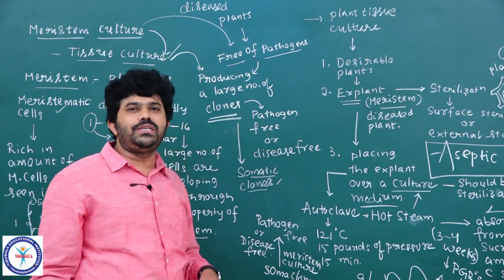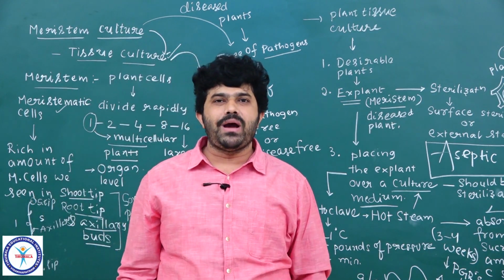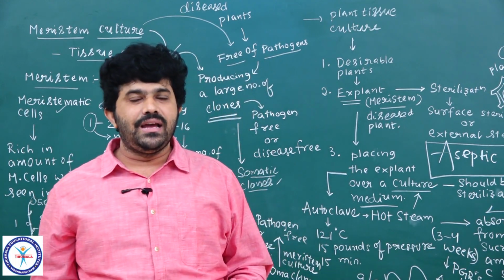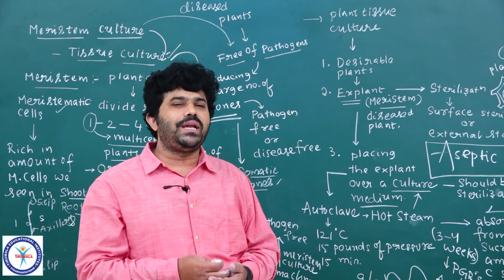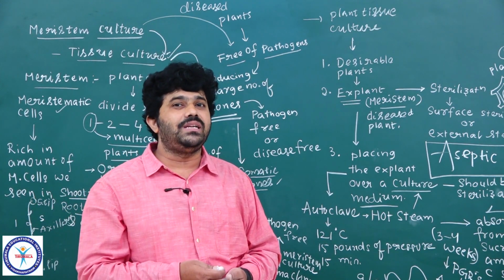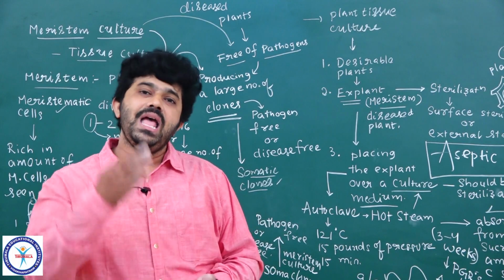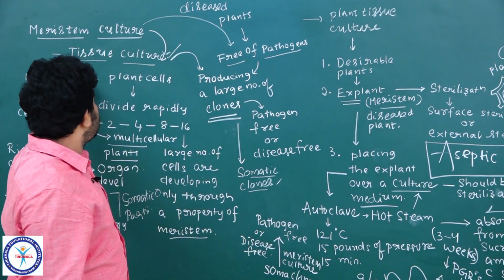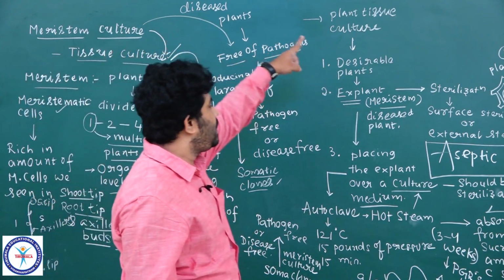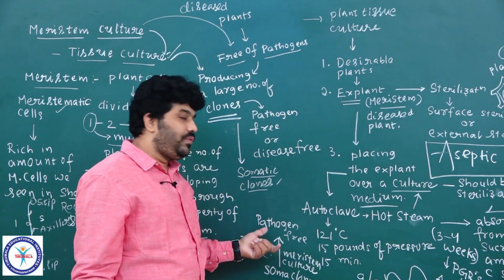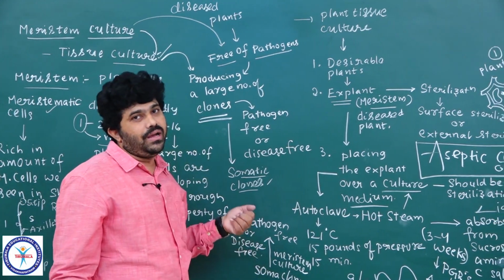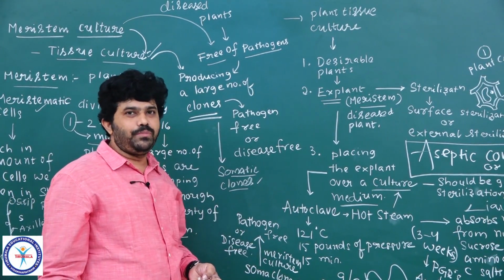If you want to produce a young population as Soma clones without disease from the diseased parental plant, if you want to get more population that is disease free or pathogen free, then we go for the method of tissue culture, Meristem culture, through which we are producing all those young plants with disease free or pathogen free properties.